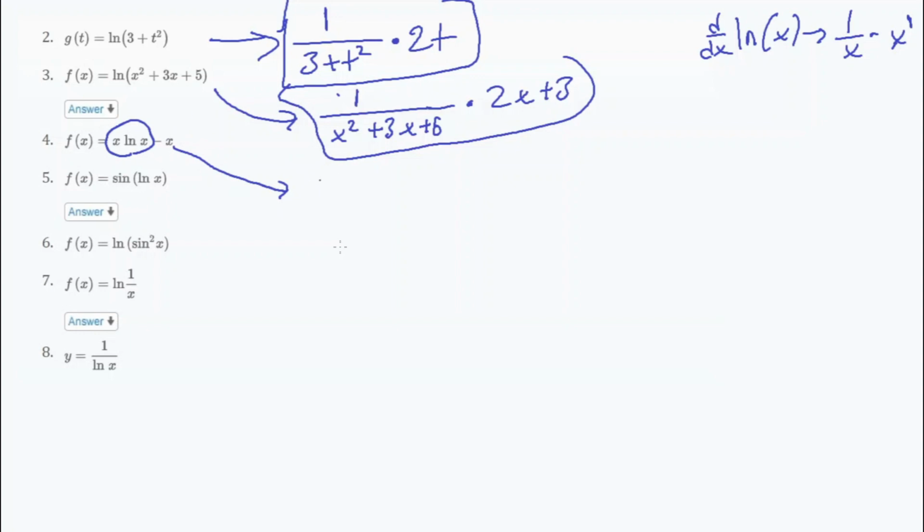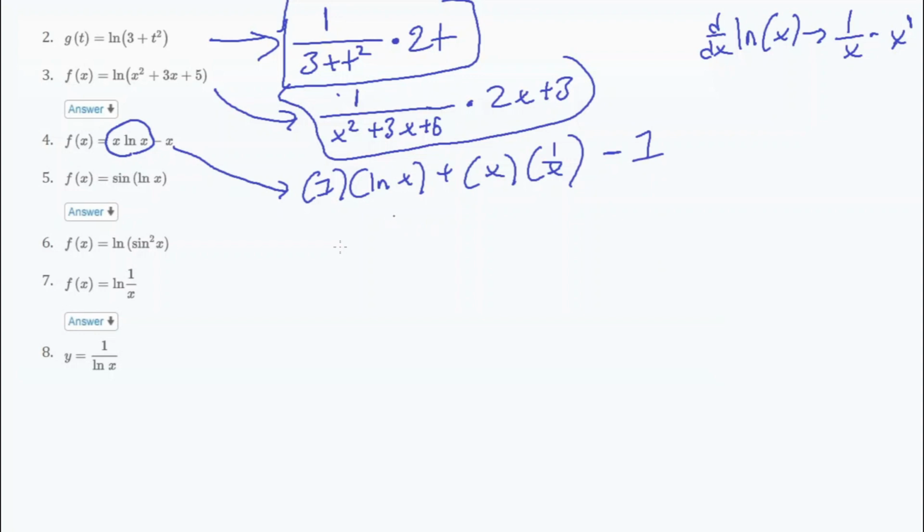So if we use the product rule, it's going to be 1 times ln x plus x times 1 over x, because the derivative of ln x is 1 over x. And that's going to be minus x. And now let's simplify that out. Oh, and the derivative of x using the power rule is going to be negative 1.